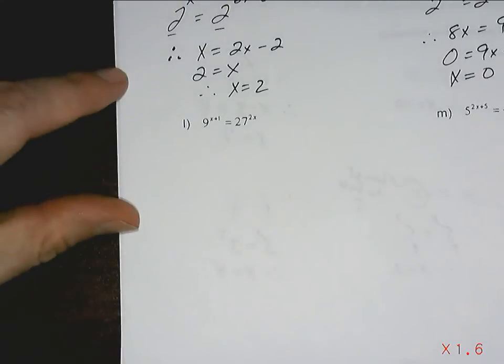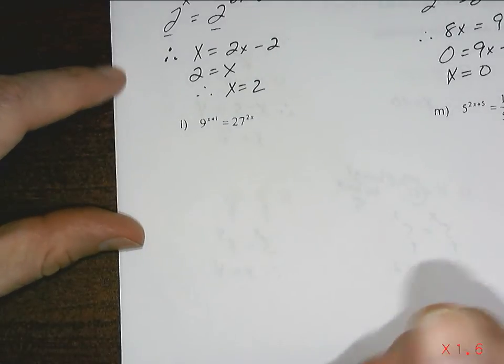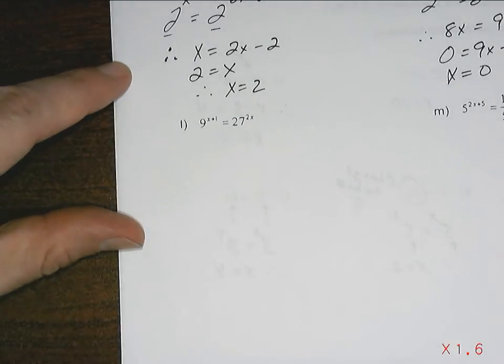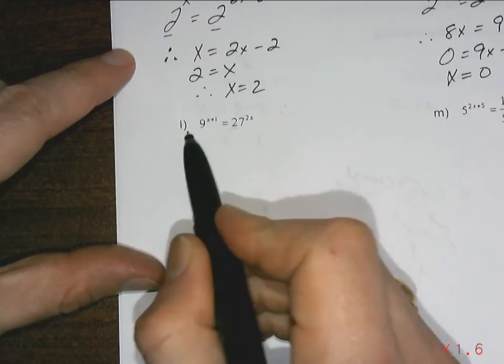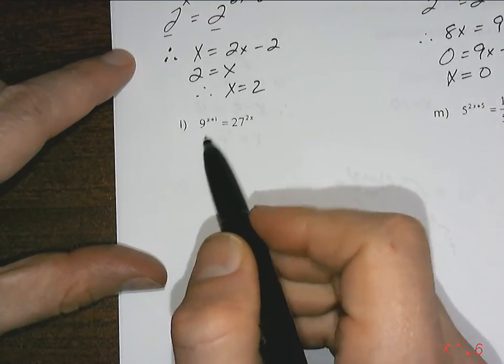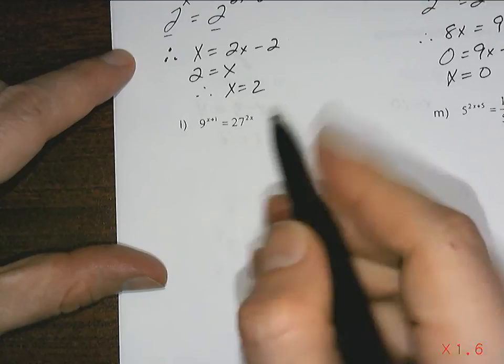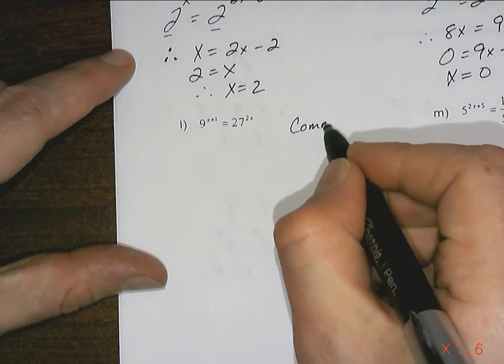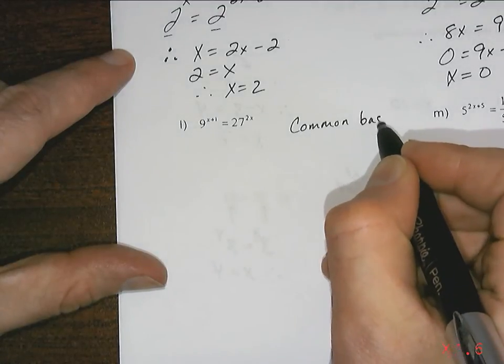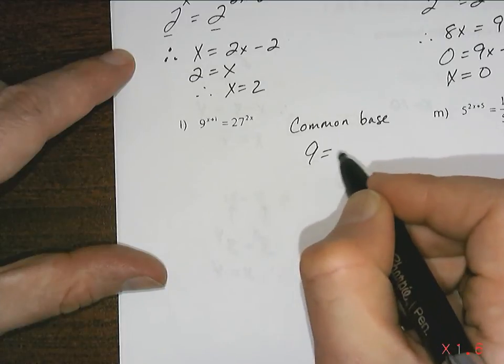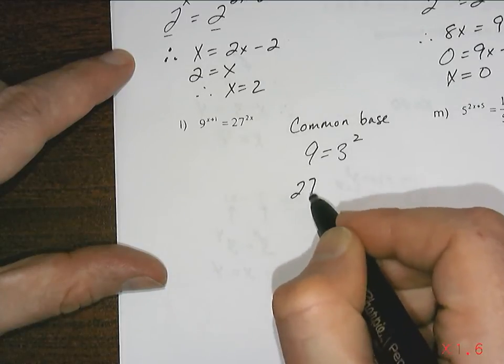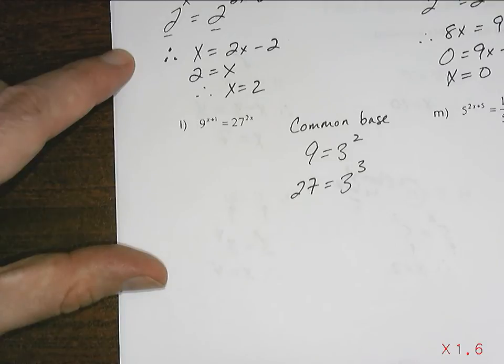All right, I hope you're getting the hang of it. Let's take a look at the next one. So I've got 9 and 27. I can't change 27 into base 9. So I'm looking for a common base. I'm looking at a common base of 3. So 9 is equal to 3 squared, and 27 is equal to 3 to the 3.